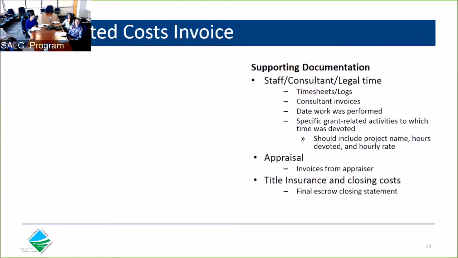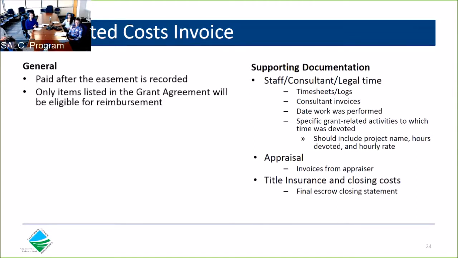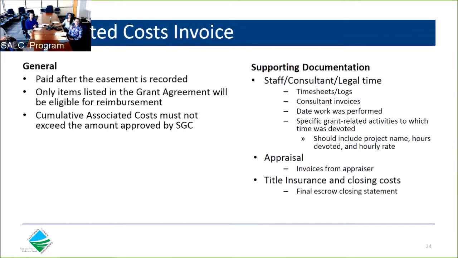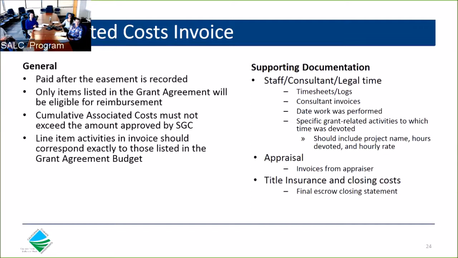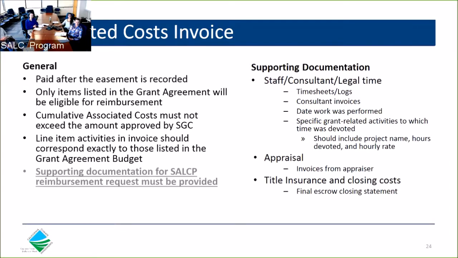So the associated costs will only be paid once the easement has recorded. Once recorded, the items listed in the budget on the grant agreement will be eligible for reimbursement. The department will only pay for cumulative associated costs up to the amount approved by the Strategic Growth Council. Line item activities in the invoice should correspond exactly to those listed in the budget. It is also important to note that the department will not pay above staff and/or subcontractor rates listed in the grant agreement. All supporting documentation for SALC reimbursement must be provided.